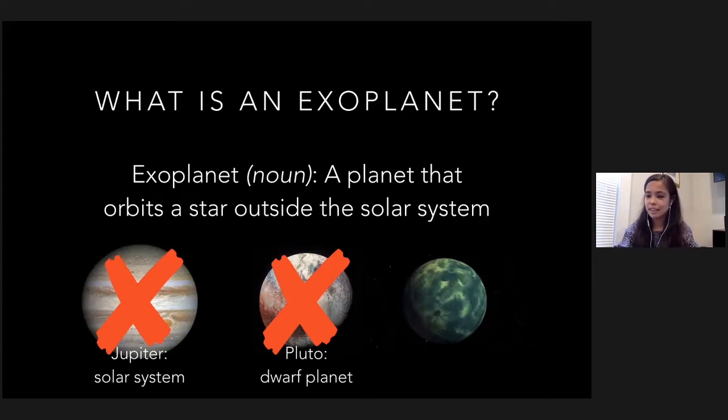C here is not something that exists in the solar system. We don't actually have very high resolution images of exoplanets, so we don't know exactly what they would look like, but this is sort of what we envision an exoplanet might look like.